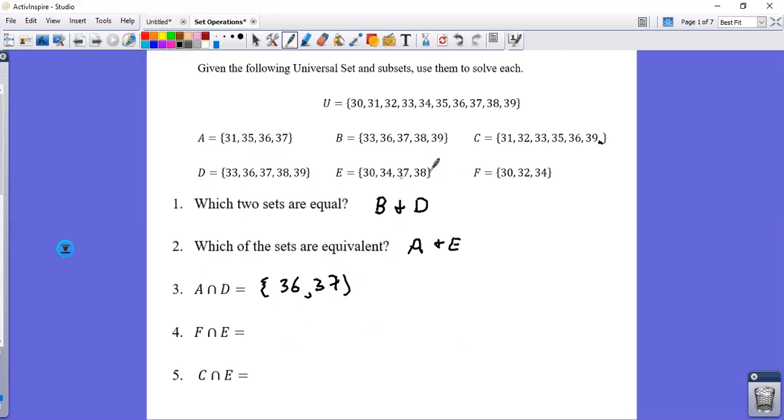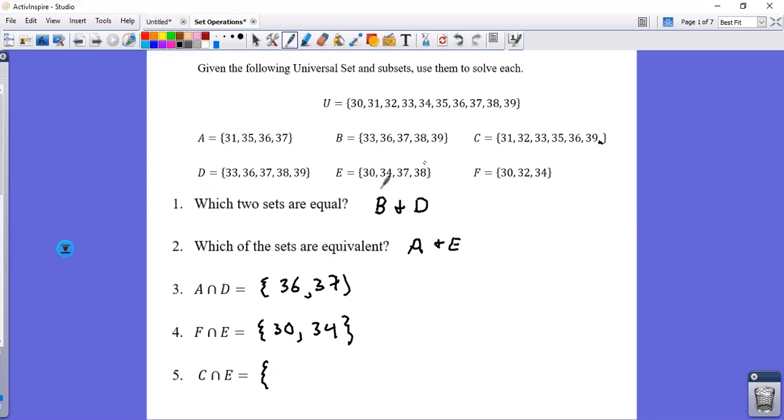F and E, what do F and E both have? Looks like they both have 30. They both have 34, and that's it. Of course, the intersection could never be bigger than the smaller of the two sets. And it doesn't matter if I do E intersect F or F intersect E, either way you're doing the same thing.